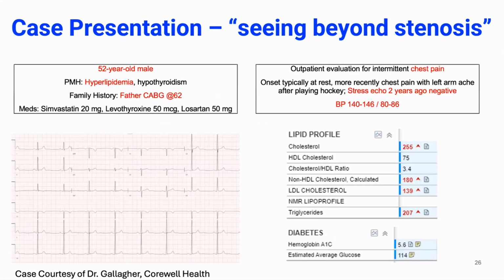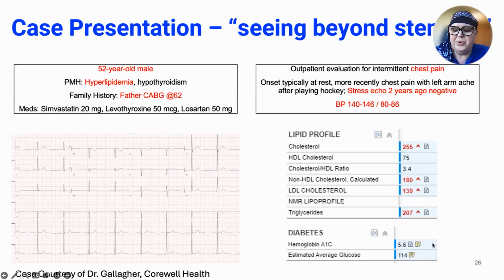So this is a 52-year-old male who has cardiovascular risk factors. He's only on simvastatin 20. His EKG is normal. He has intermittent chest pain, which is possibly cardiac. It occurred at rest, and he had the chest pain with left arm pain after playing hockey. His blood pressure is uncontrolled. When you look at his lipid profile, he has an elevated LDL cholesterol as well as triglycerides that are present with borderline prediabetes.